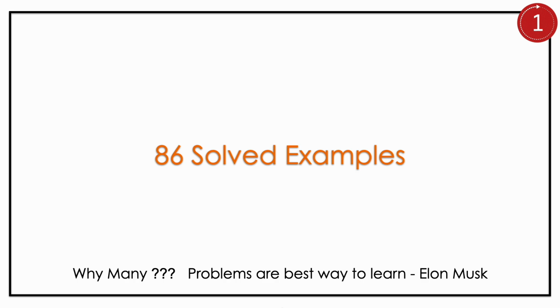As a part of the understanding, we solved 86 examples. Why do we solve so many examples for a single concept? Because problems are the best way to learn a concept. Too many problems mean you are understanding the concept from many perspectives, so the error will be less and the accuracy of your prediction will be strong. We will see them one by one.